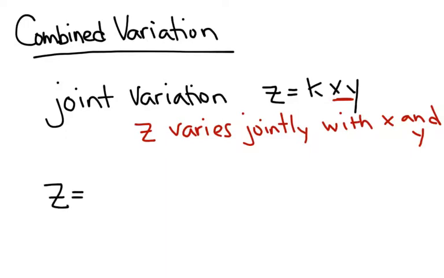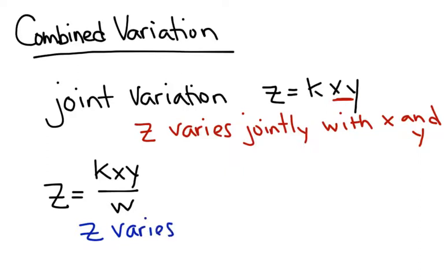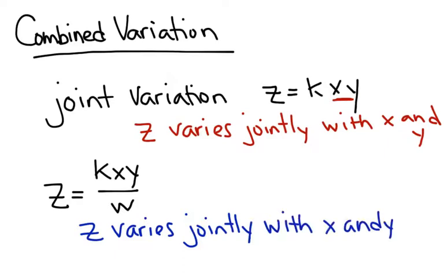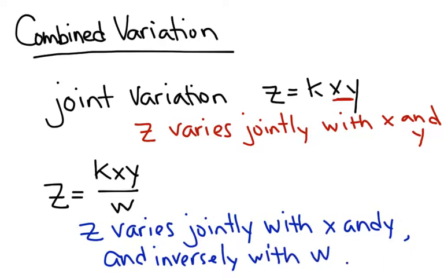Well, now I'm going to tack on this. What if I give the equation z is equal to kxy over w? Well, z still varies jointly with x and y because they're being multiplied by the constant. But the w is in the denominator. So we're going to say, and inversely with w. Anytime you have a variable underneath the constant, that's inverse variation. Variables next to the constant, that's direct, or if there's more than one variable, joint variation.